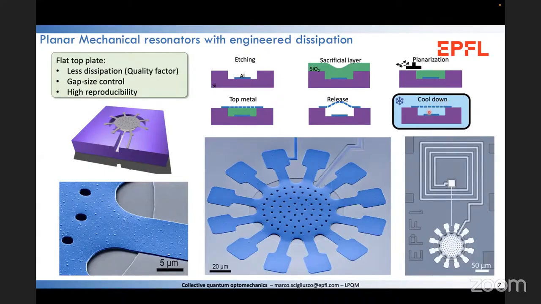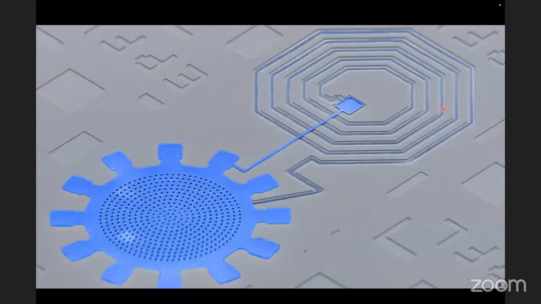That means a higher quality factor. At the same time, the gap size is controllable, meaning you have a very precise and reproducible microwave frequency because your capacitor is always well defined. And the mechanical frequency, which is basically set by the diameter of this drum, is very well reproducible. So we can make an LC resonator, as you can imagine, just by shunting our vacuum gap capacitor with an inductor. And these are microscopic objects.